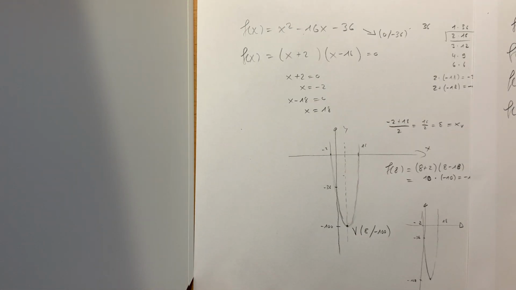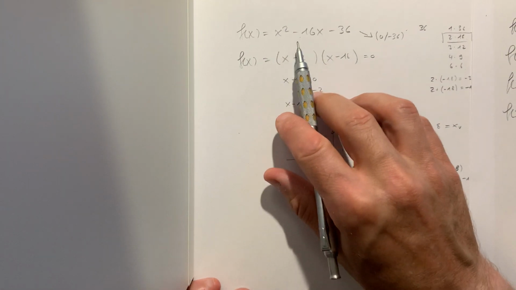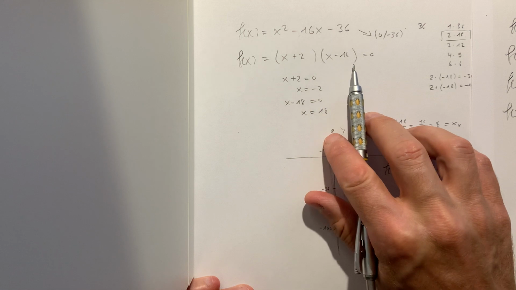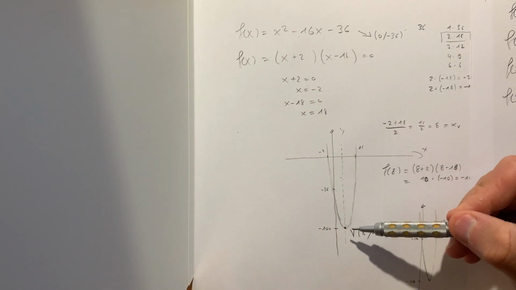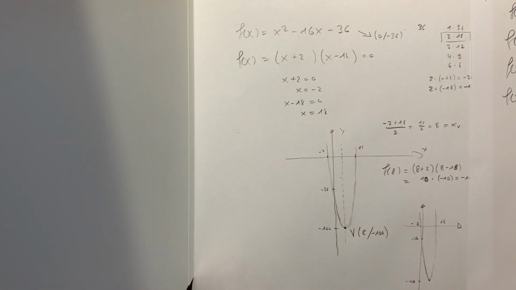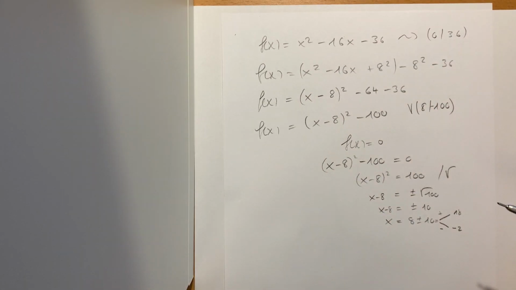But the idea is, if you're fast, because once you get the knack of it, you just look at this and you can write this down. And then you have your zeros and your vertex right away, everything falls into place. Whereas here, you really have to do it step by step. You can't just see it from the start.